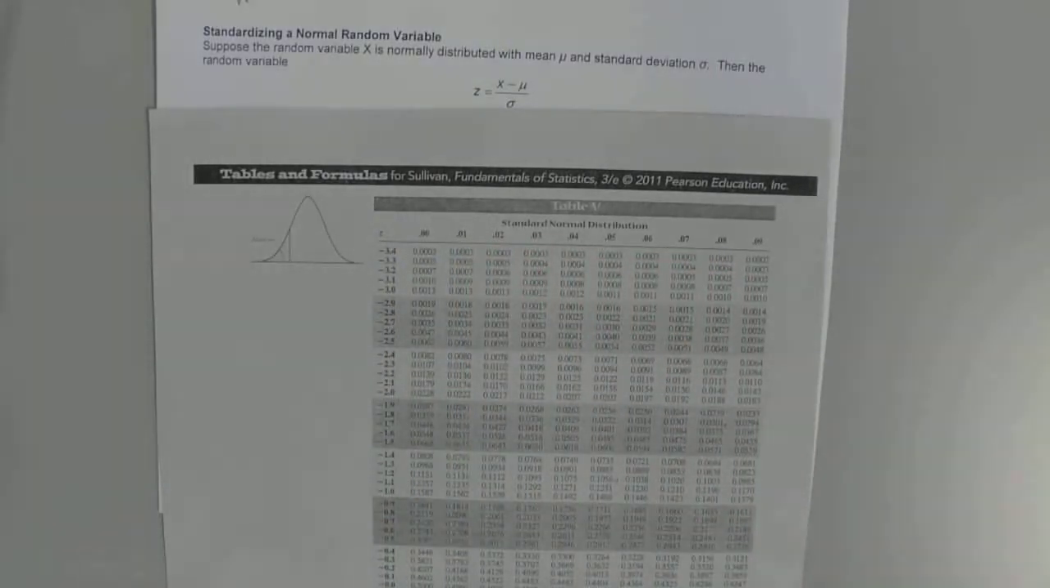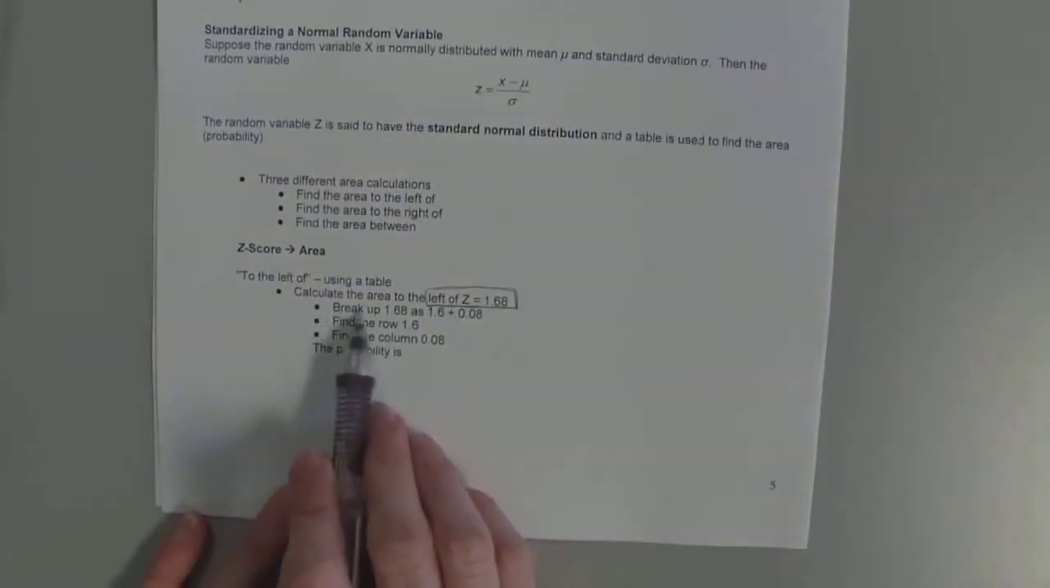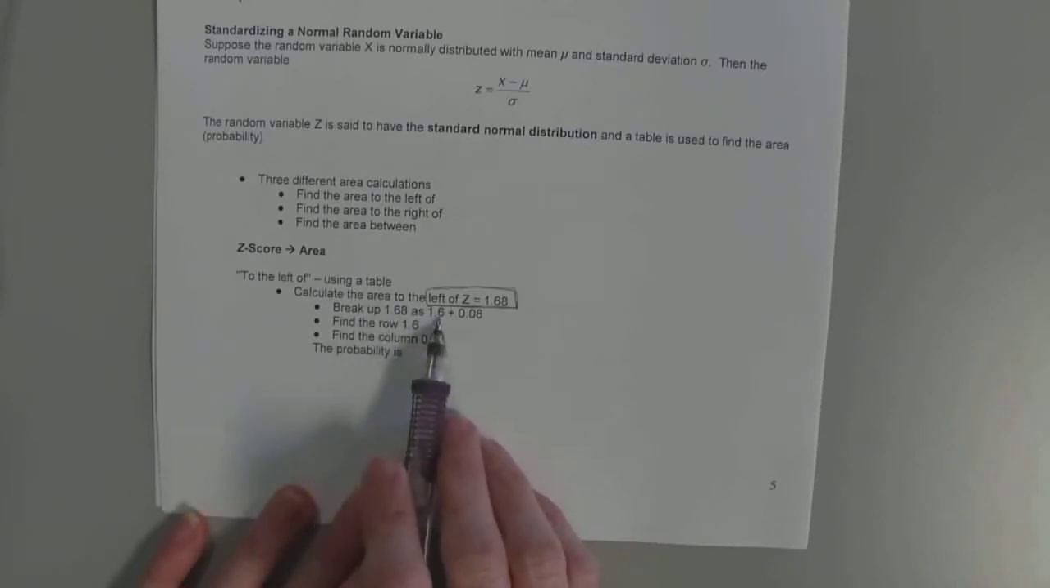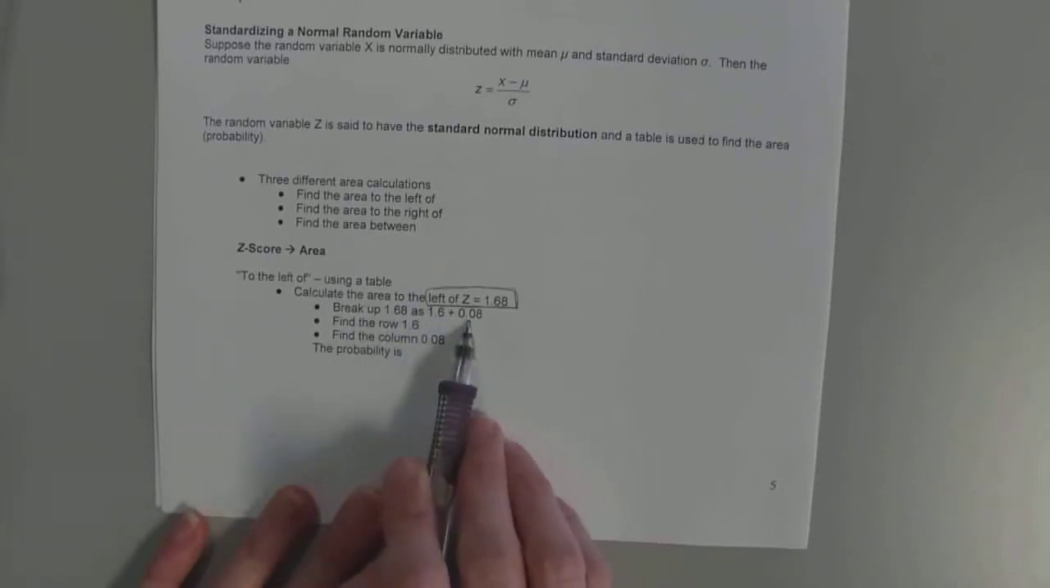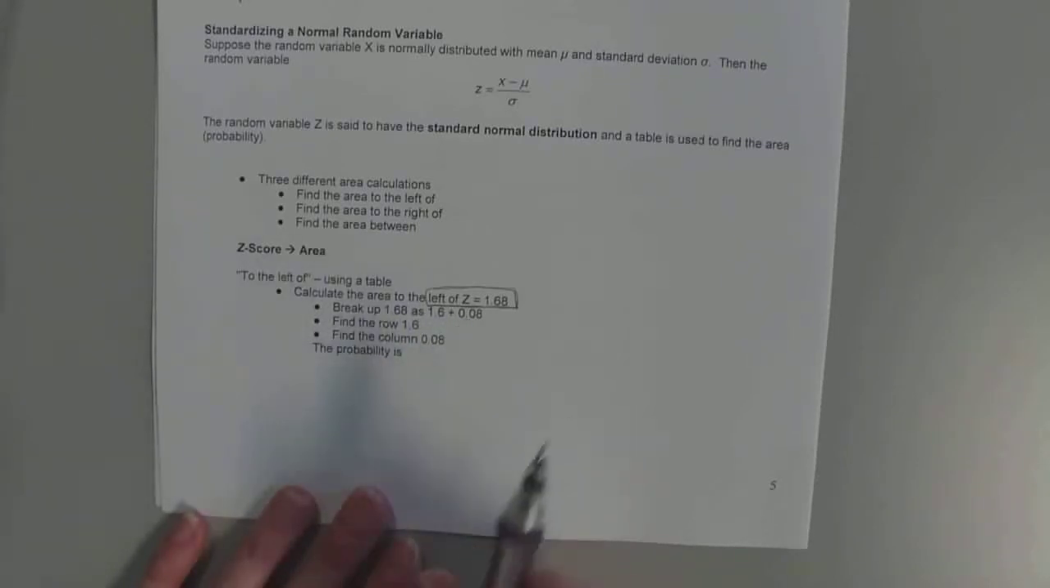So 1.68 has to be split up as 1.6, so you would go down to 1.6, and then you scroll to the right to 0.08. Do you guys see that? So that's what I'm just kind of telling you here. To break up 1.68, you have to go down to 1.6 and over to 0.08, so we can figure out what the probability is, okay?